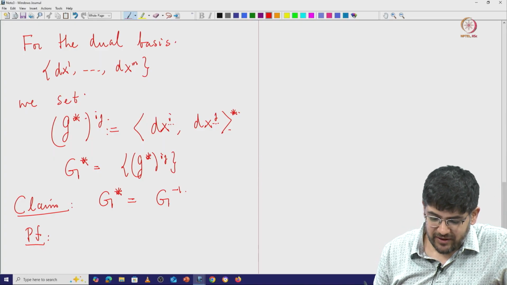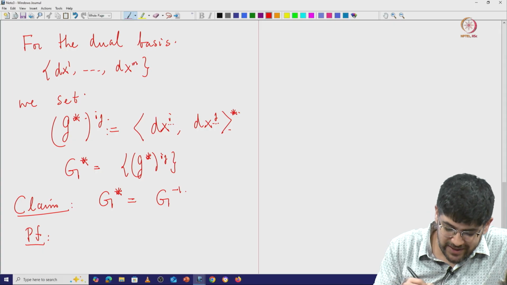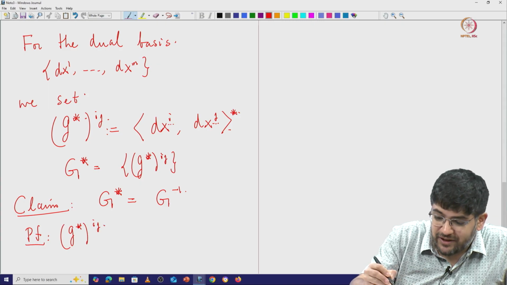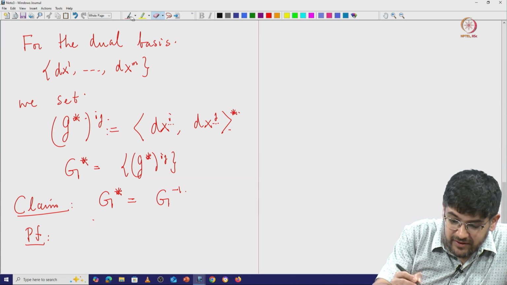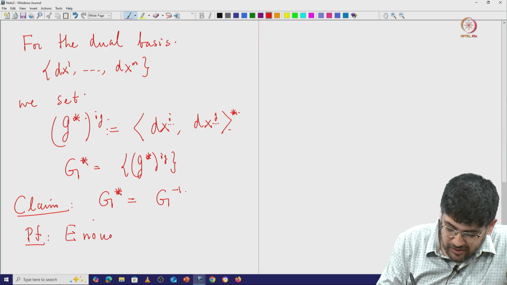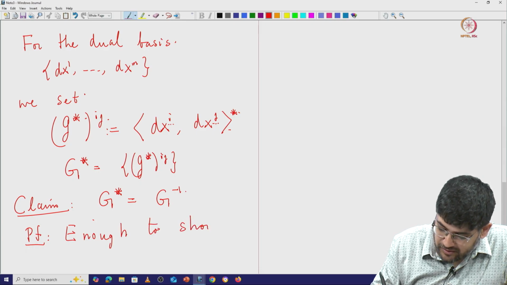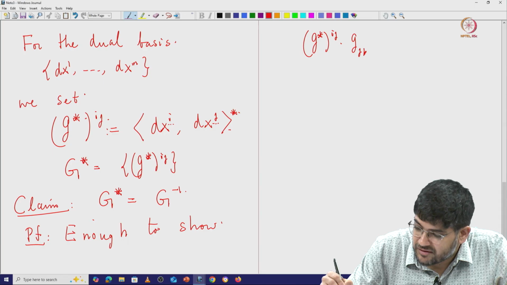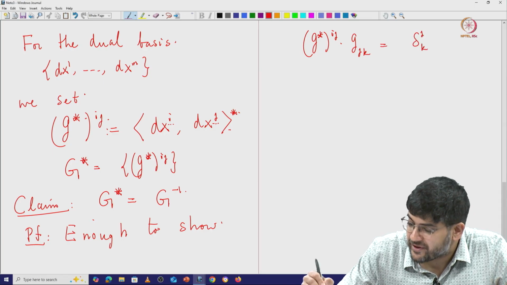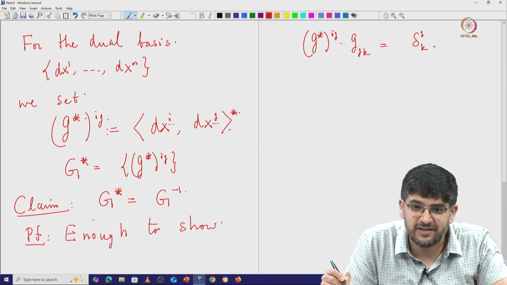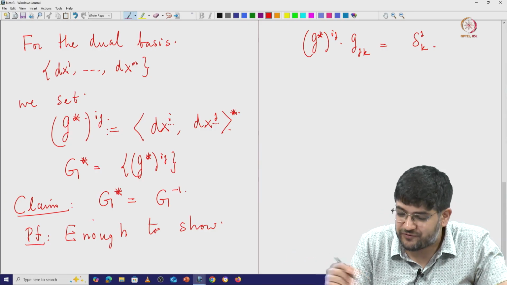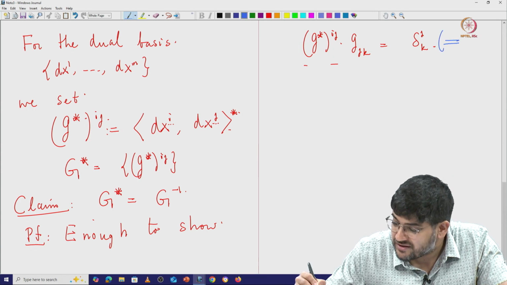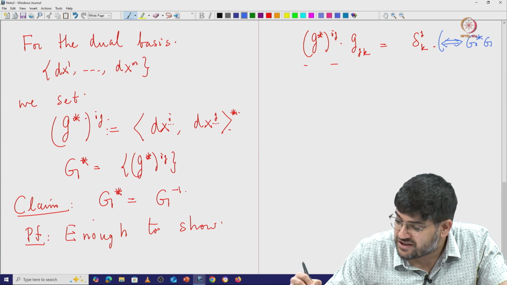Okay, so let's look at what is... so it's enough to show that this is the Kronecker delta symbol, right, because then that would imply that this matrix G star is precisely the inverse of G, right, because this is equivalent to the statement that G star G is identity.